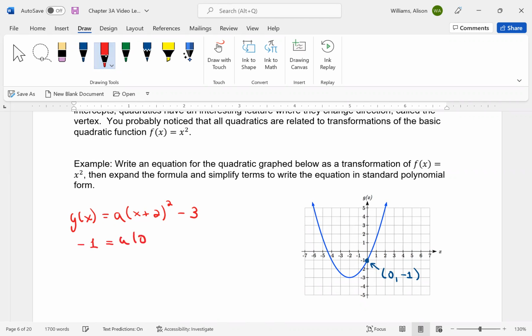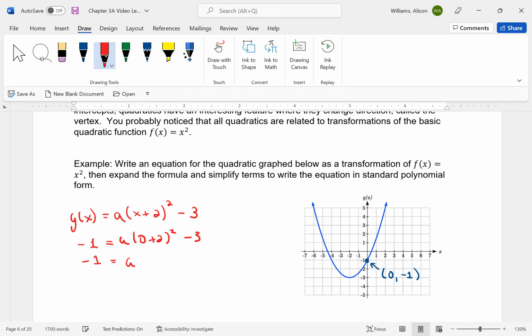And then x is going to be 0. And what that leaves me with is a, the only variable I don't know. This potential compressing of the graph, compressing factor. Okay, so here, let me solve for a.